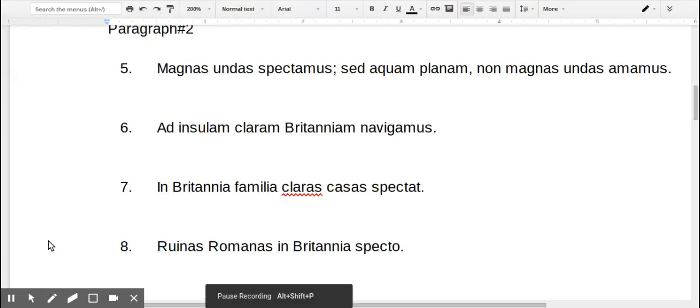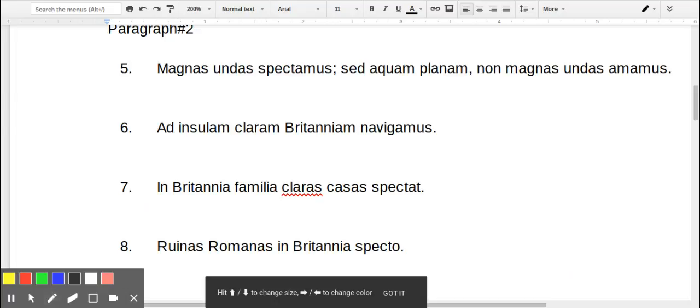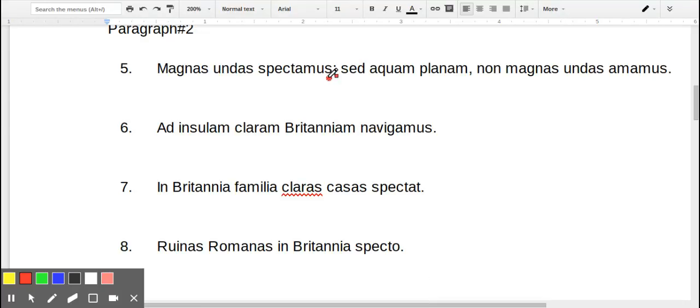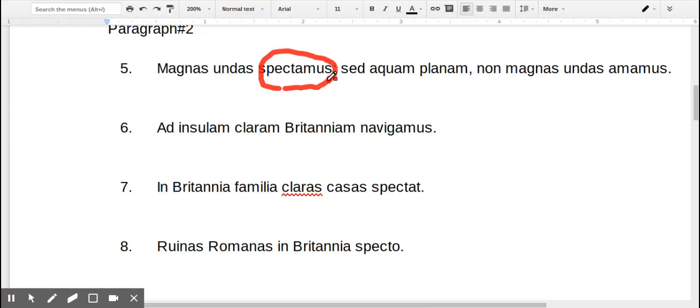Moving on to the next sentences. I have magnas undas spectamus, sed aquam planam amamus. So start with my first verb. First verb, spectamus. Again, never translate an accusative before you translate your verb. So I see these two accusatives here. I have to hold before I translate them. I have to translate the verb first.